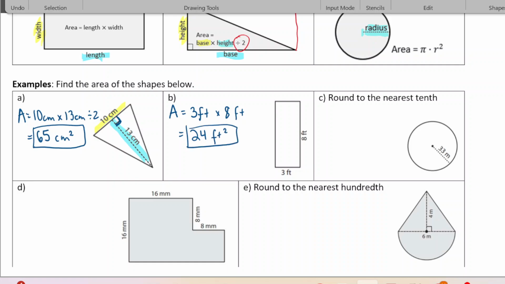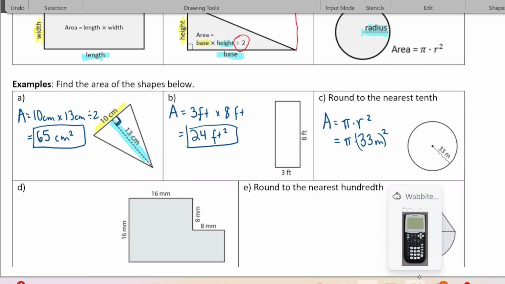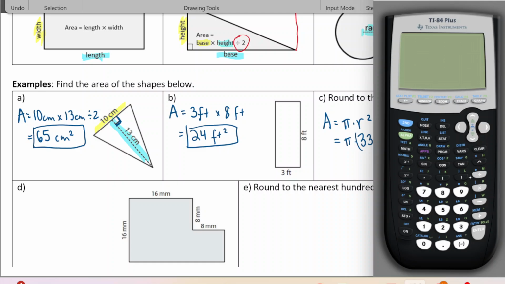Okay. And then the circle here, we have pi r squared. So in this case, the radius is 33. So when I type that into my calculator, I get pi, oops, I have to turn my calculator on, that would help, pi times 33 squared. And we get 3421.1944. We want to round that, it says, to the nearest tenth.